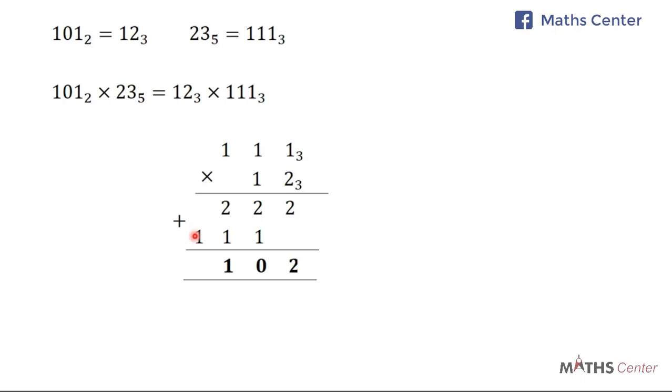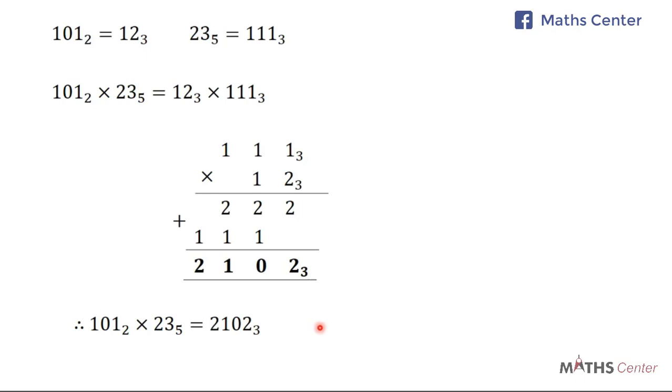You add that 1 to what we have here, which is already 1, and we are going to get 2. Remember that we are working in base 3, so you indicate the base as base 3, which means that if you multiply 101 base 2 by 23 base 5, you are going to have 2102 base 3. So therefore 101 base 2 times 23 base 5 gives us 2102 base 3. So this is the first option.